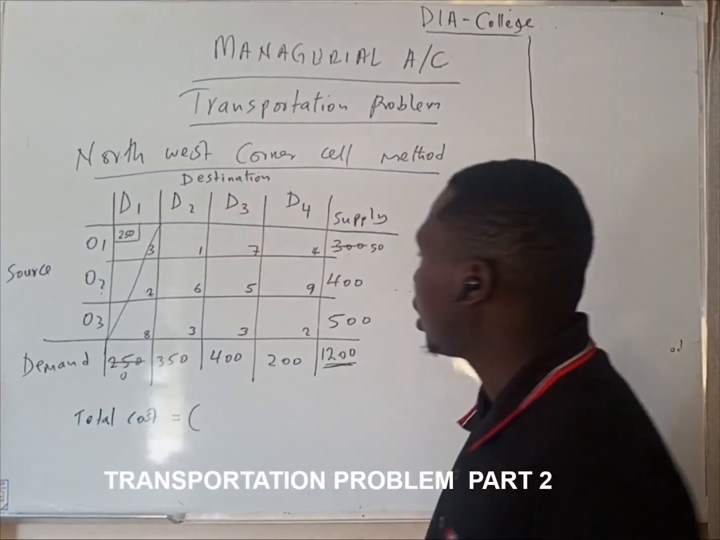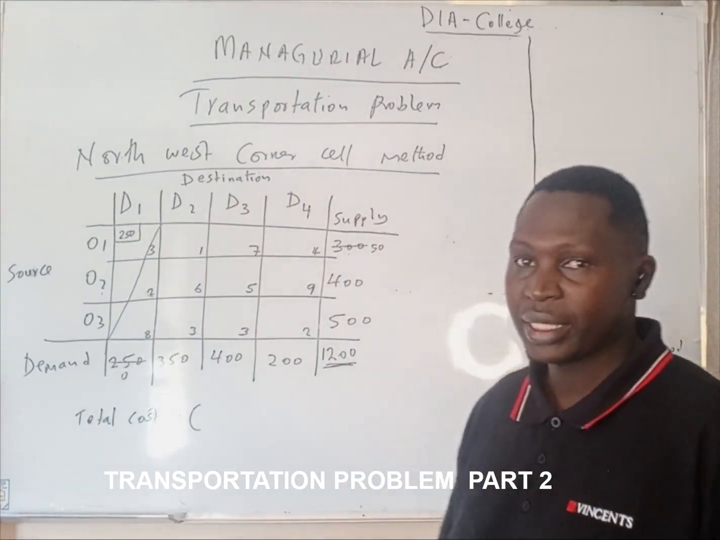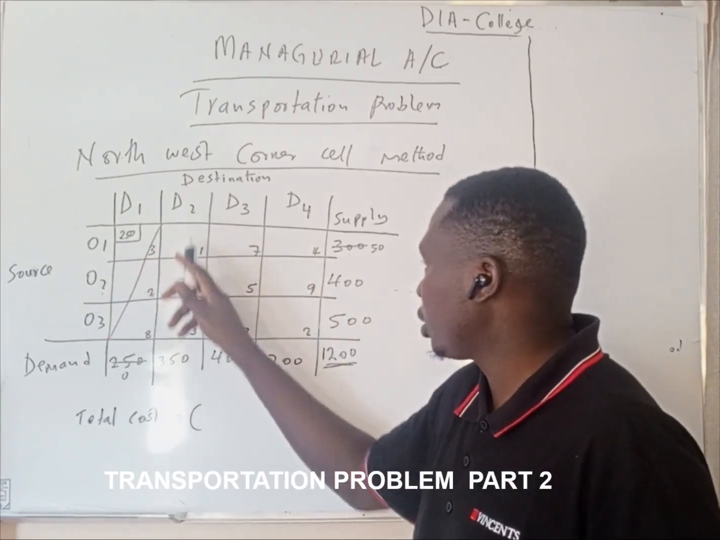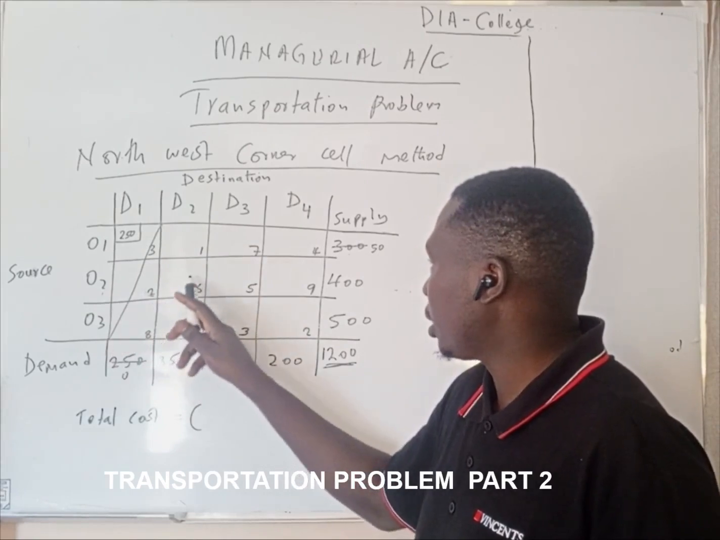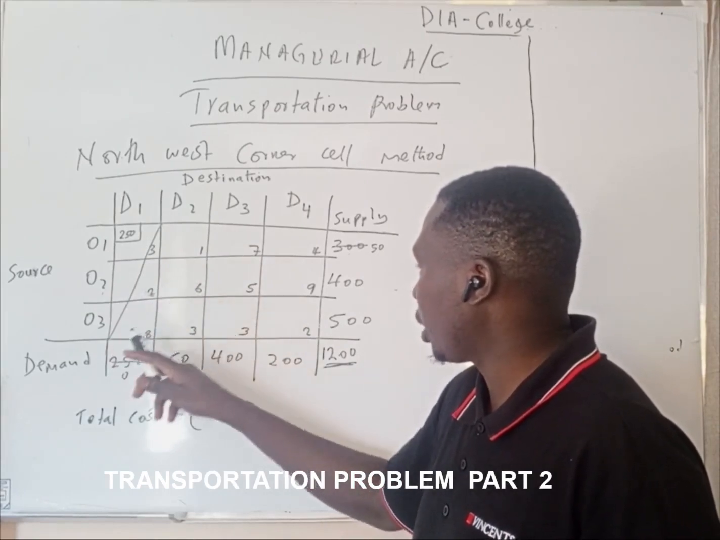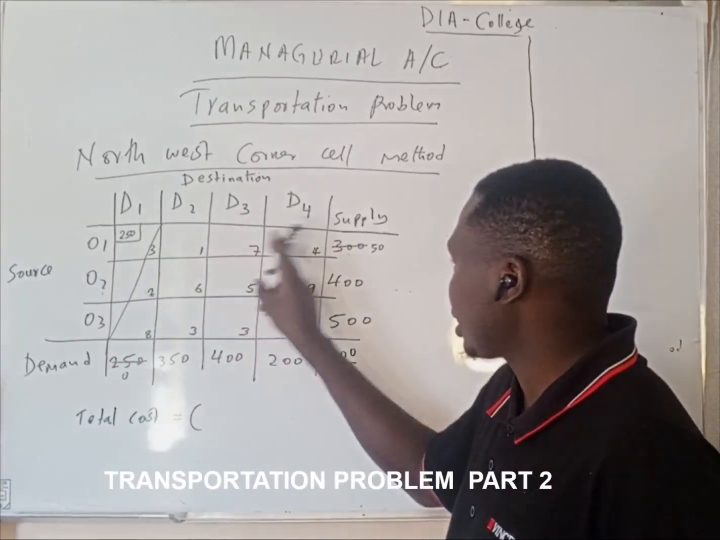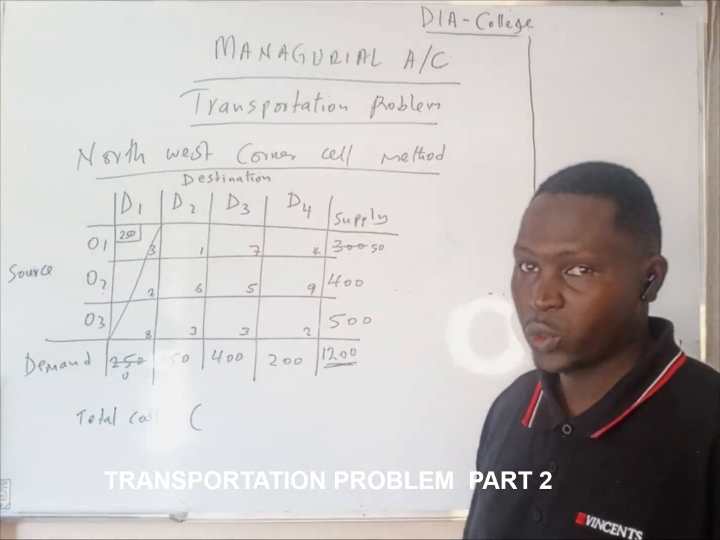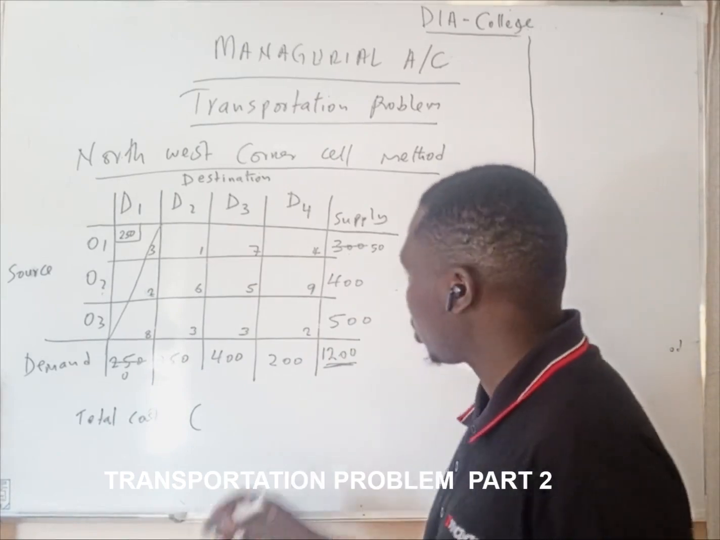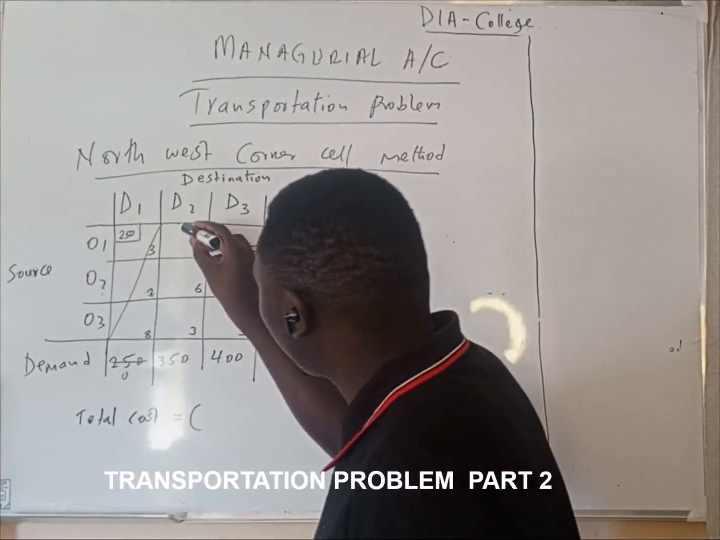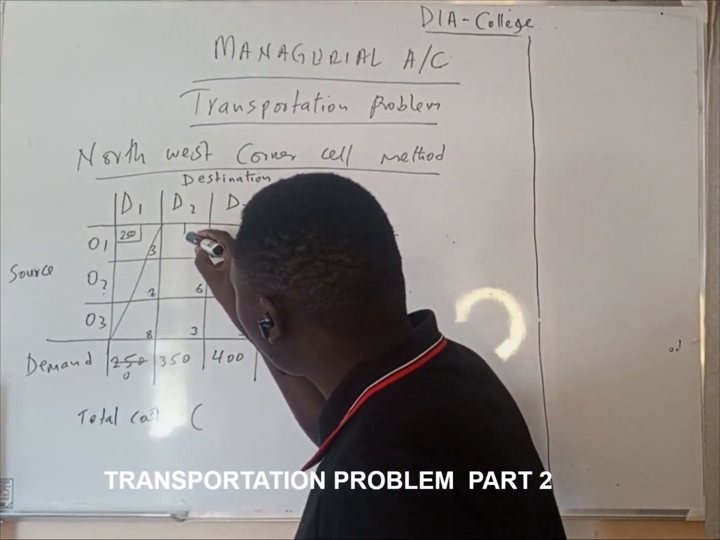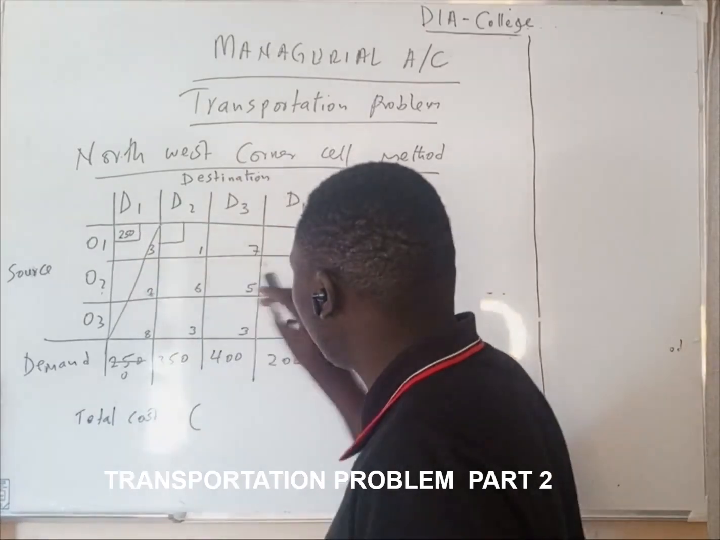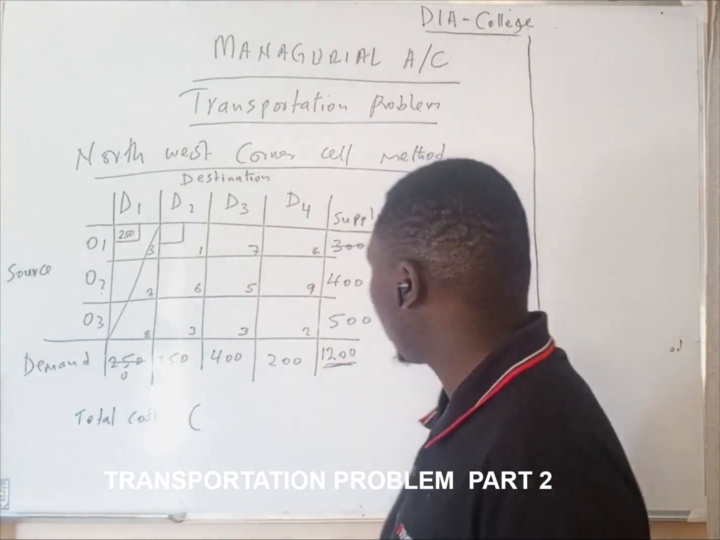Now we'll identify from the remaining cells, starting from O1, D2, then O2, D2, and so forth. We have all these other cells remaining. This is where we are going to identify our next northwest corner. You are still following the most northwest corner. If you put your compass here, this cell is our most northwest corner.